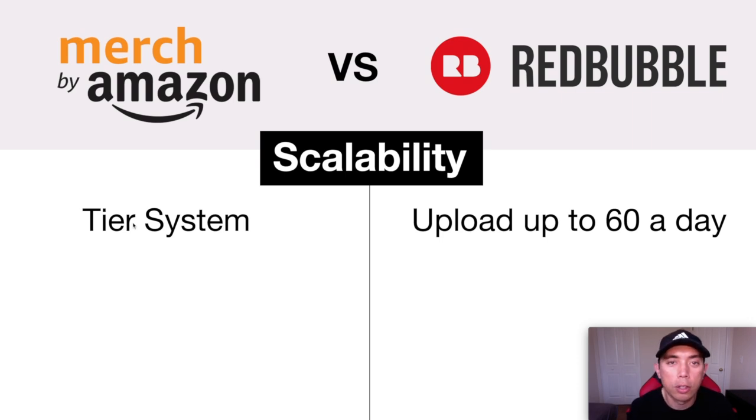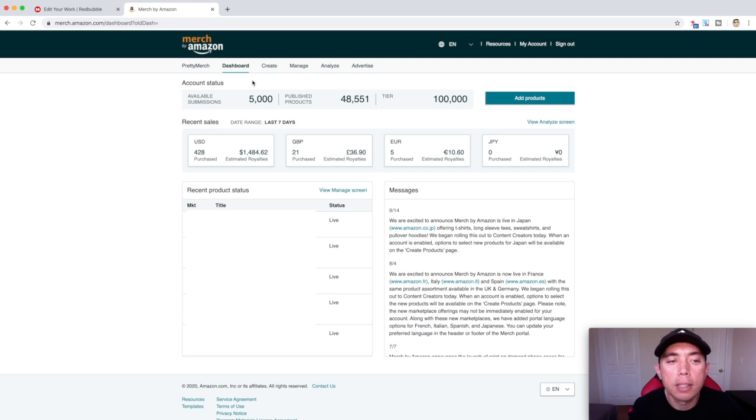So let me show you. I'll go to the internet and show you what I'm talking about. Here we are on Merch by Amazon again. This is my dashboard. You can see I'm on tier 100K, and I have 5,000 submissions today. I haven't uploaded any today. If I had that many, I could upload 5,000 designs or products today and be okay. Whereas on Redbubble, I could only do 60, even today. So with Merch by Amazon, you can do more eventually when you're in the higher tiers.